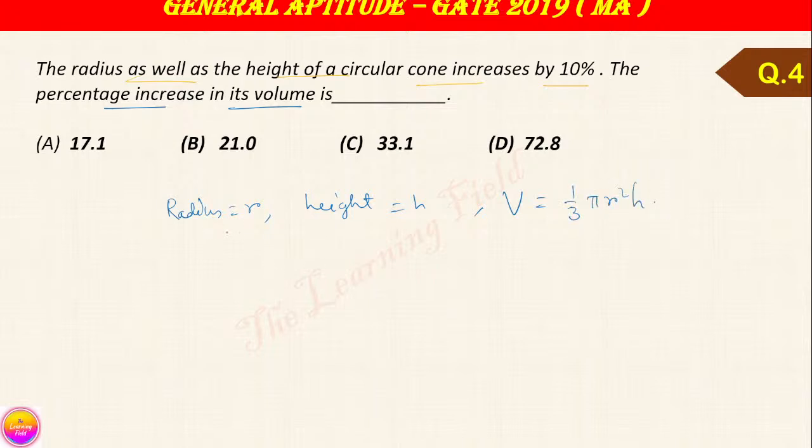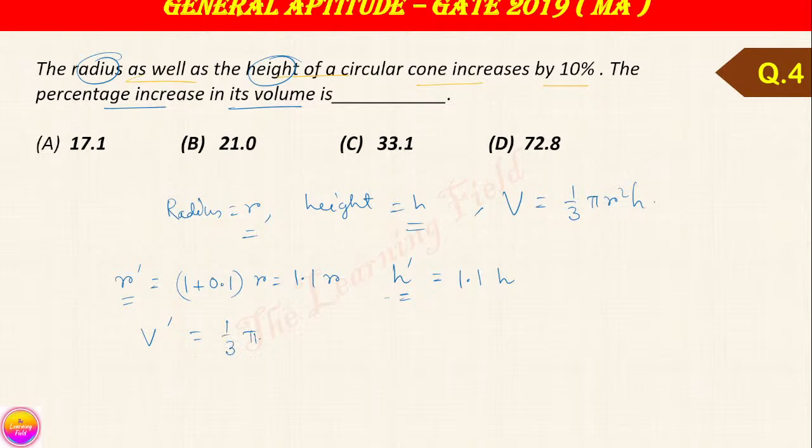Now if r and h increase by 10%, then r prime is equal to r plus 10% of r, which is (1 plus 0.1) times r, so this is equal to 1.1 r. Similarly, h prime, the increased value of the height, is equal to 1.1 h. Therefore, the new volume after increasing the radius and the height is equal to what?